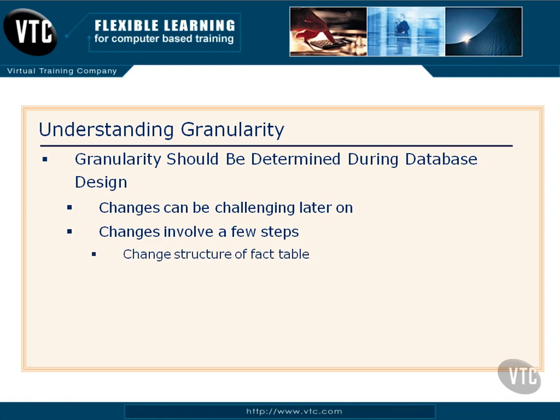Number one, we may have to change the structure of the fact table. We may have to add columns, take away columns, change some of our keys. We'll talk about those later. We may have to make changes in our dimension tables. Maybe our dimension tables don't have the proper attributes to let us pull the measurements the way we want to.